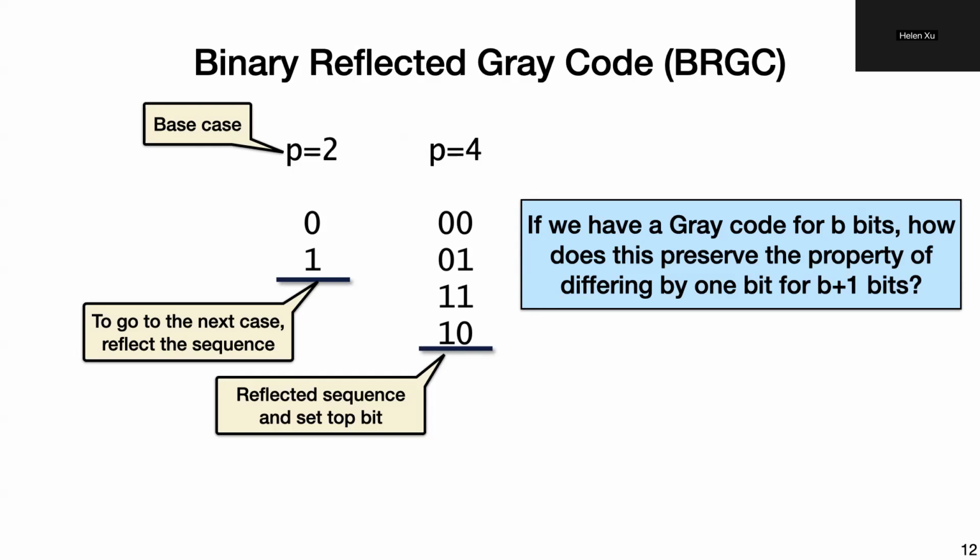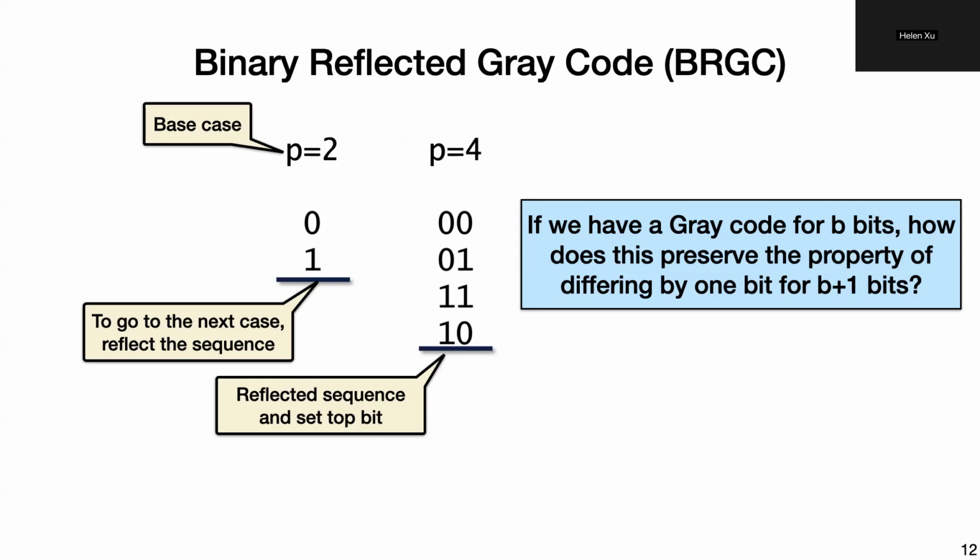So this is an example for p equals 4. The base case is just 0 and 1. And imagine a horizontal line here. The lower bits are 0 and 1, and we reflect the lower bits across this horizontal line. So it becomes 1 and 0. So it's like 0, 1, 1, 0. And the top bit in the first half is 0, and the top bit in the second half is 1.